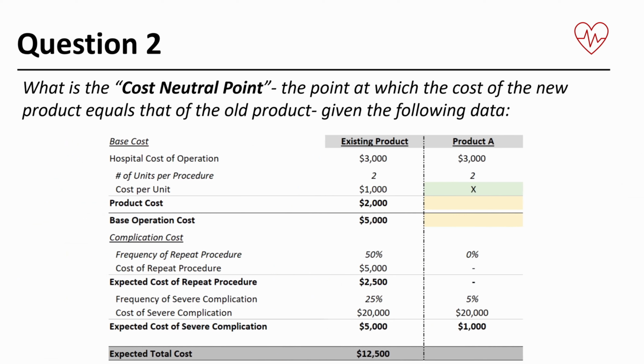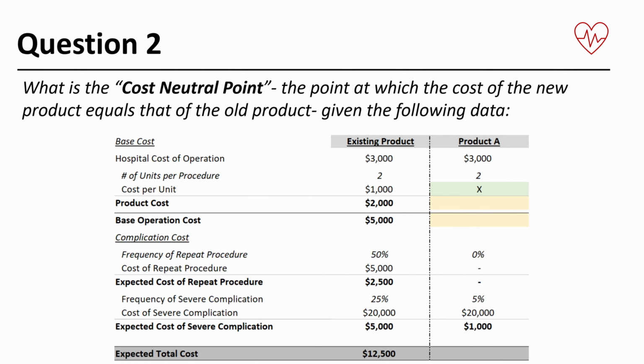So if we plug this information back into our table, we can see we have a base cost of $5,000 for our existing product, a complication cost of $7,500, or $2,500 of the expected cost of repeat procedure, plus $5,000 for expected cost of severe complication. And then for our new product, our base cost will be $3,000 of hospital cost of operation, plus 2x our new cost per unit. And then our complication cost will simply be $1,000 for the 5% chance of severe complication.